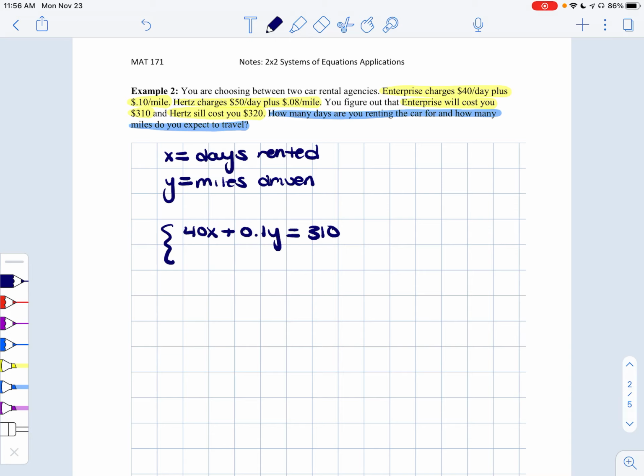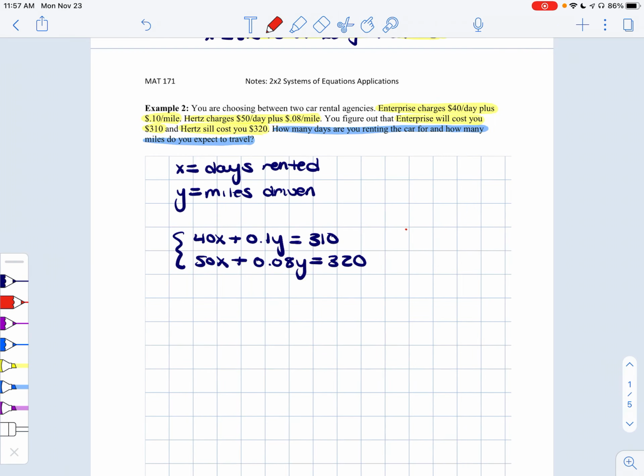All right, second equation then, we're going to look at Hertz. So it says Hertz charges $50 a day plus 8 cents a mile. And Hertz is going to be a total of $320. So $50 a day means 50x. 8 cents a mile means 0.08y. And then for a total of 320. All right, so there's our system.